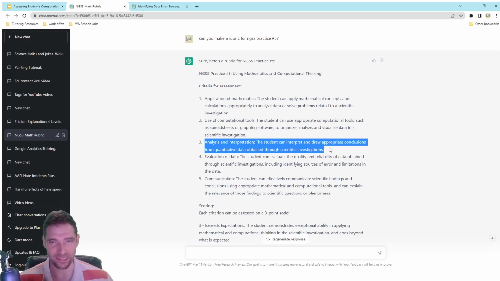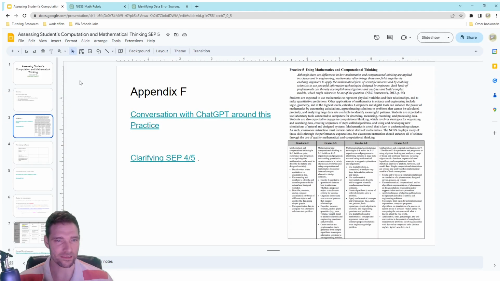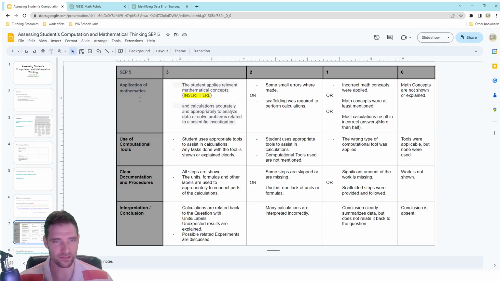which I disagree with doing the analysis piece here. That's more of that SEP number 4. It's more about interpreting the data and communicating that data to me. That seemed like more of this mathematical thinking piece. And so I ended up tweaking it a little bit. I'll go down to what we ended up making ultimately so you can see where we're working towards.